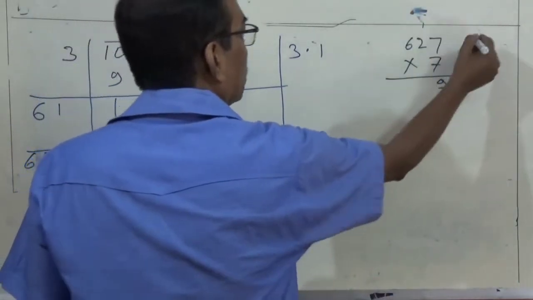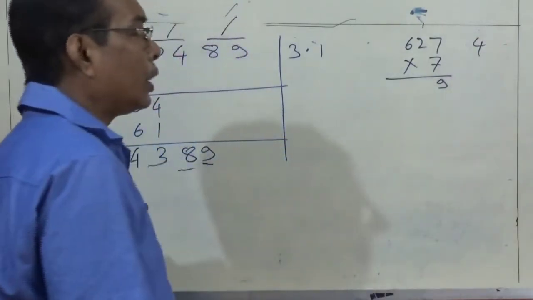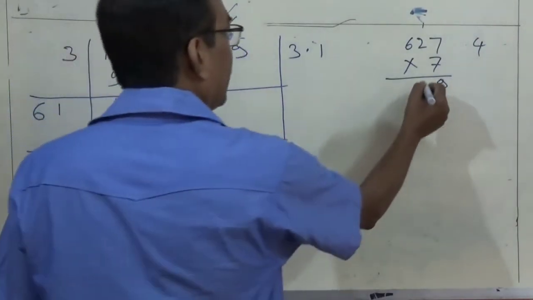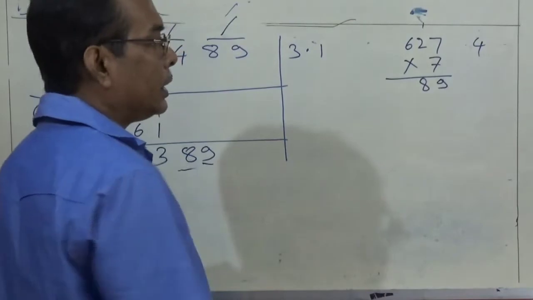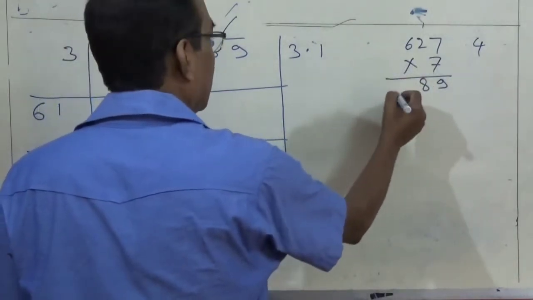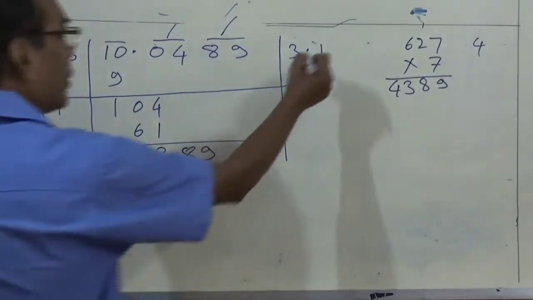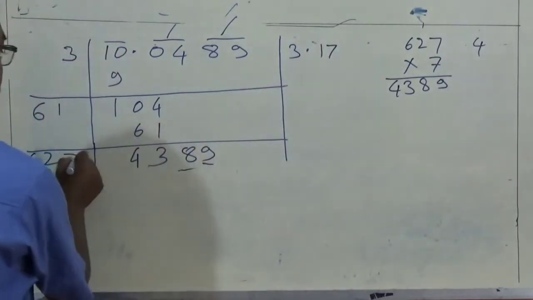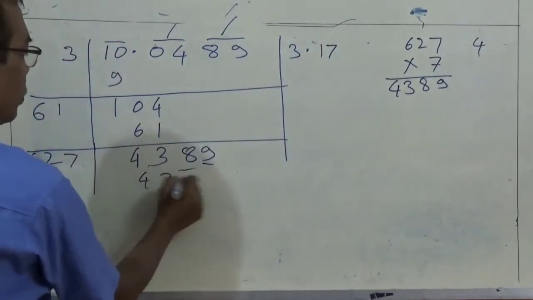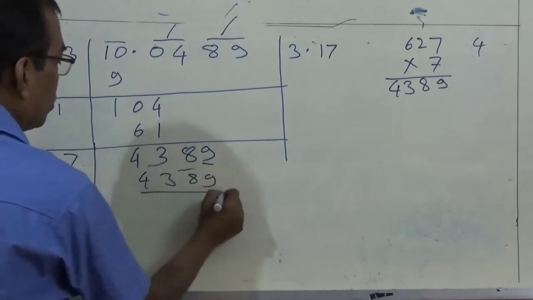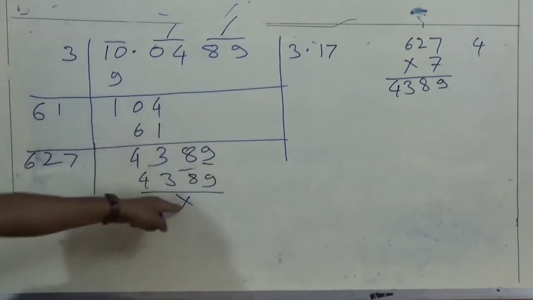Carries 4. 7 2s are 14, 14 plus 4 is 18. Carries 1. 6 7s are 42, 42 plus 1 is 43. Exactly 4389 is coming. So write here 7. Write here 7. So it is also coming 4389. So no more remainder is coming.